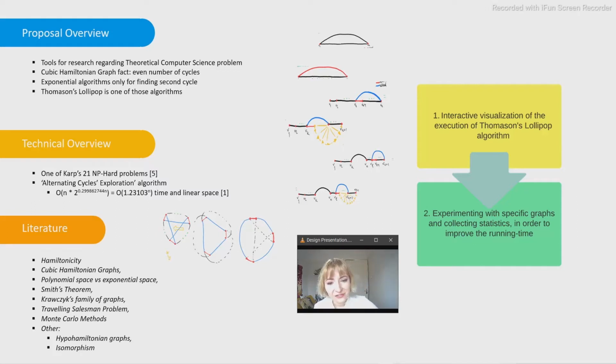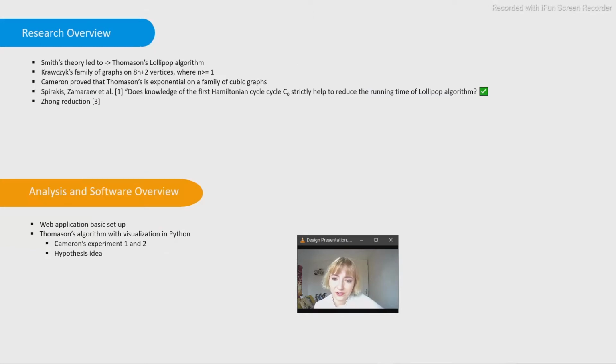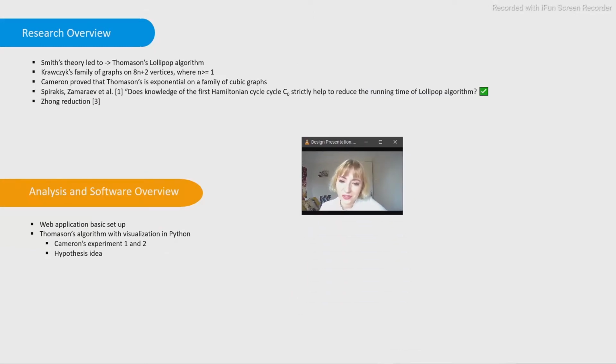I've read up in various literature to deepen my understanding of graph theory and relevant topics. To summarize it, Smith's theory about even number of edges led us to Thomason's practical implementation of the algorithm, then Krawczyk's family of graphs on 8n plus 2 vertices where n is bigger or equal to 1 led to Cameron's proof that Thomason's algorithm is in fact exponential on this family of cubic graphs.